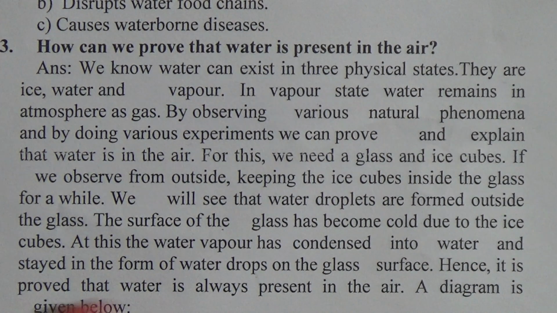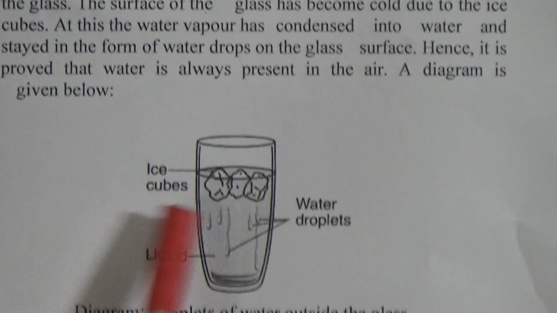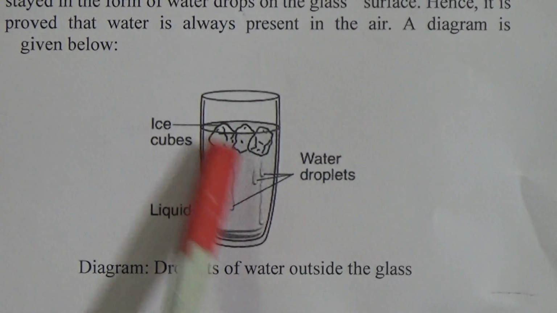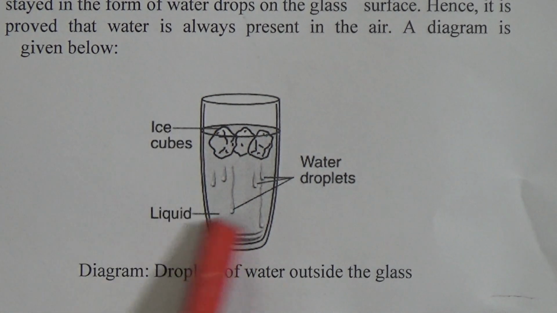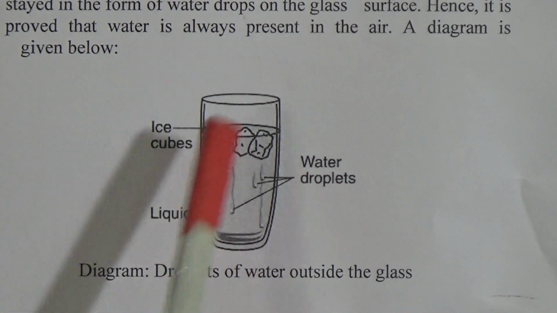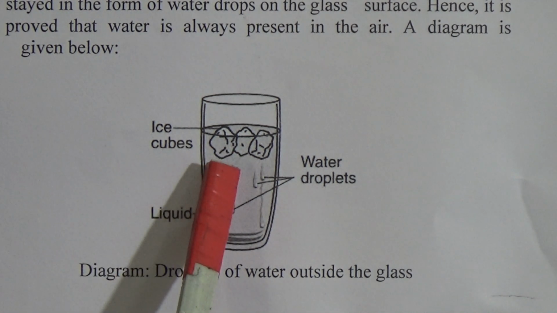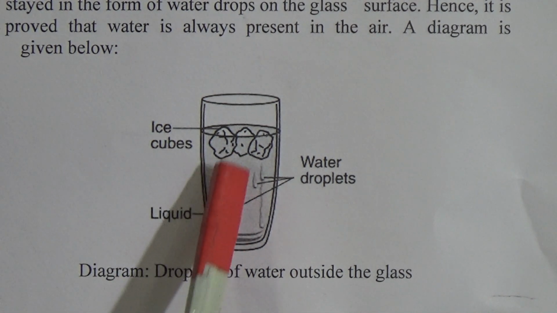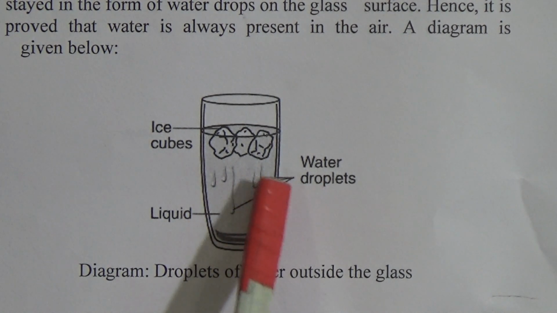A diagram is given below. That diagram you have to draw with the question answer. This is the glass full with water and with ice cubes. Because of these ice cubes, the outer surface of the glass becomes very cold, and when the water vapor of the atmosphere comes to touch this cold surface, that water vapor condenses and becomes water droplets.